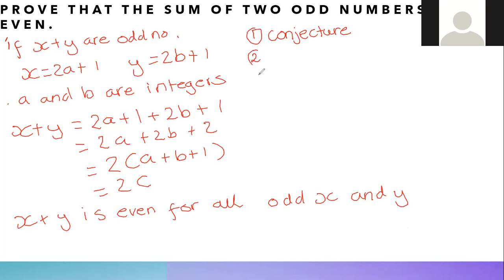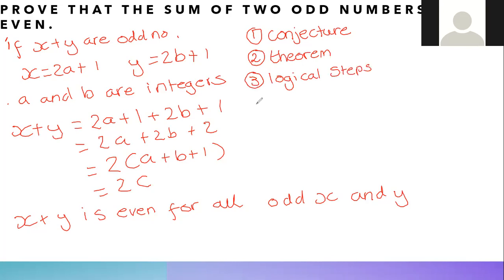Then you have your second step, the theorem. That is the theory, the stuff that we know is 100% true, that we are going to use to help us prove or disprove our conjecture. Then step 3, we're going to work through logical steps. We're going to use our theorems and work through all this in logical steps to either prove or disprove our conjecture.